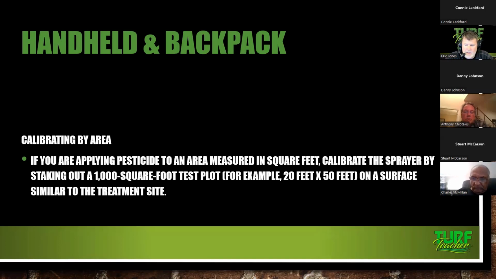I like having a gravel lot or a parking lot somewhere that's already got the flags up or it's painted on there, our 10 by 100 or our 20 by 50. That way the guys can go over there and do it really quick. They don't have to take the time measuring. You have a designated area, they can calibrate a whole lot faster.